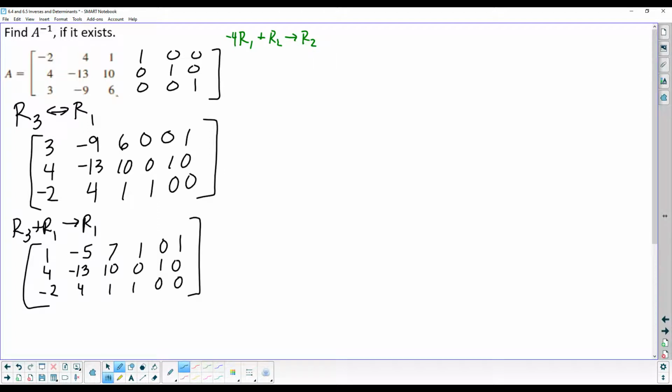I'm not going to change my top row at all. So I'm going to write my top row in, but I'm not going to write anything else, just my top row. 1, -5, 7, 1, 0, 1. Okay, so if I do -4 times the top row plus the middle row, that's going to be 0.